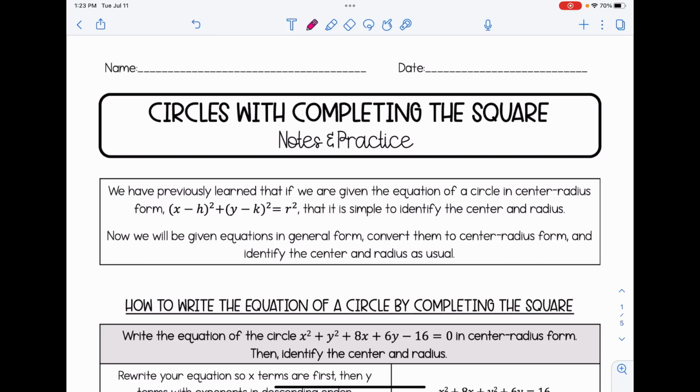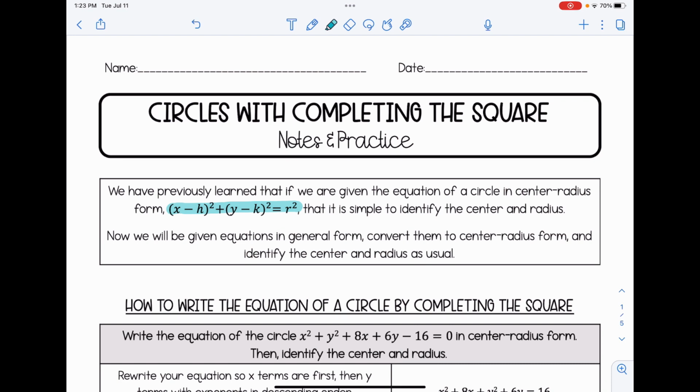Hi everyone, in this video we are going to be learning about writing the equation of a circle with completing the square. So we have previously learned that if you are given the equation of a circle in center radius form, that's this form I'm highlighting here, x minus h squared plus y minus k squared equals r squared, that it is simple to identify the center and radius.